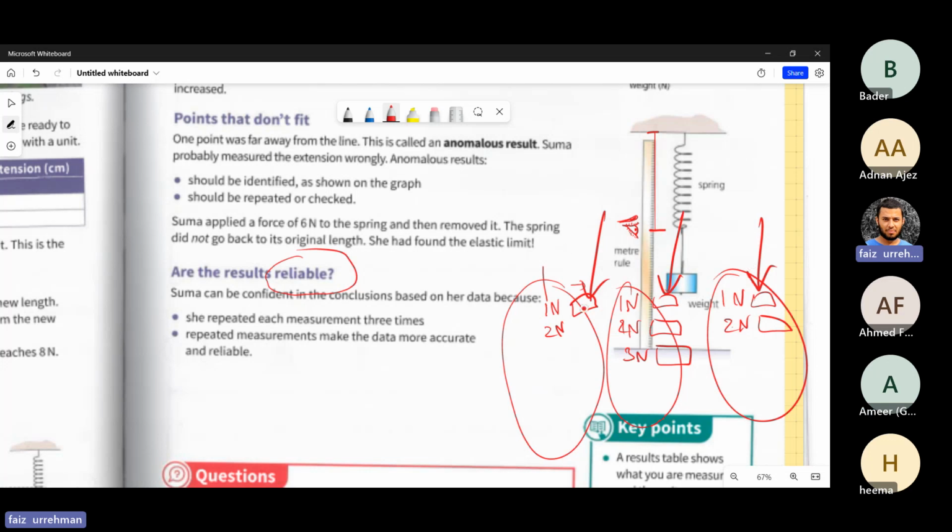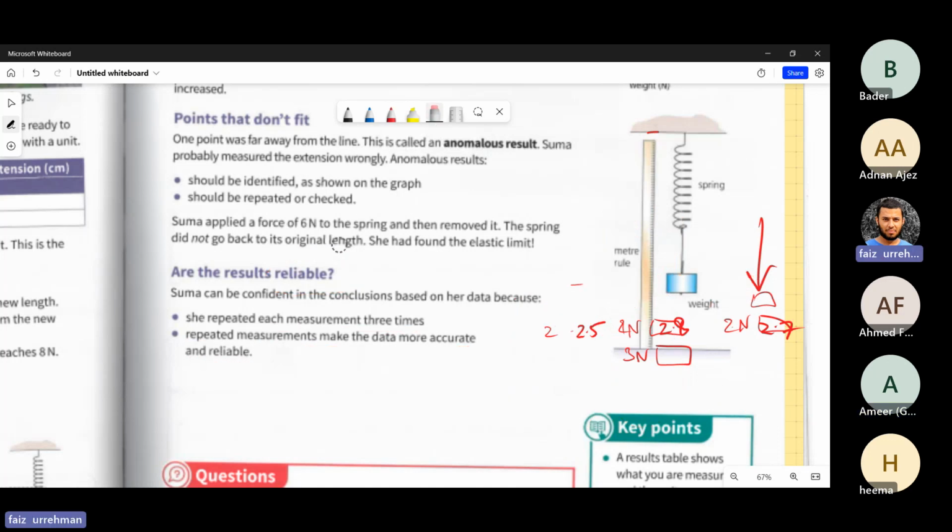Okay. Same for 2 Newton. For example, it's giving me 2.5 here, 2.8 here, 2.7 here. What will you do? You add them all and divide by 3 to get the average. That's why it is written here: she repeated each measurement 3 times. Repeated measurements make the data more accurate and reliable.